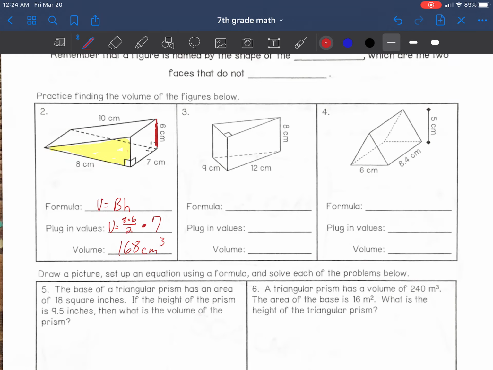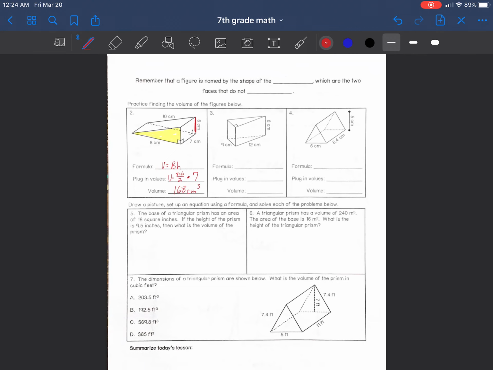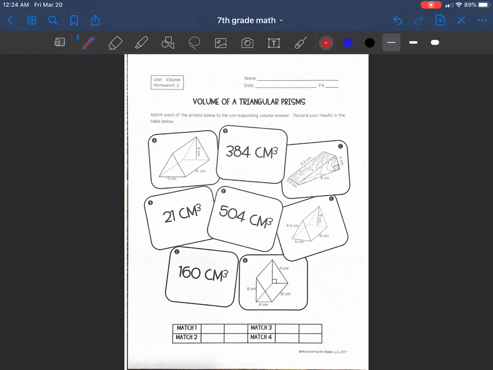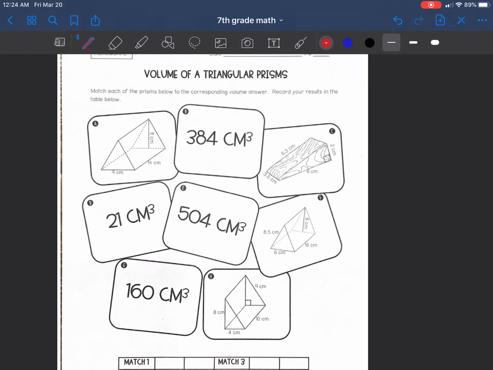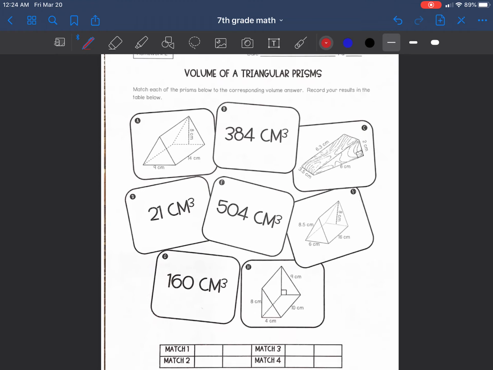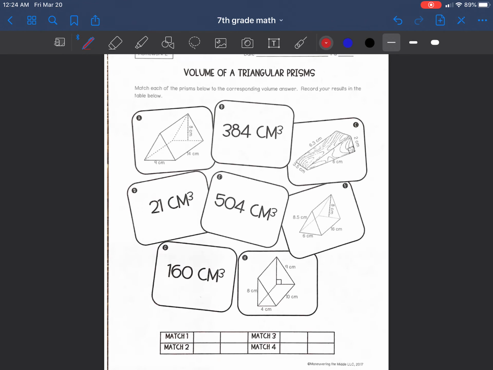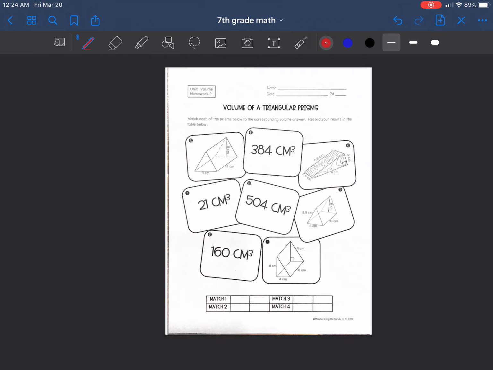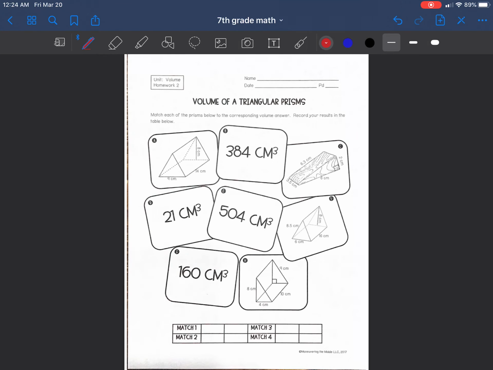You will be doing the same thing for the rest of the problems from 2 through 7. The second part of your assignment, you will be matching the letters to their volume. So once again, take your time. Make sure you put the correct numbers on the Google Doc, and do not forget to submit.